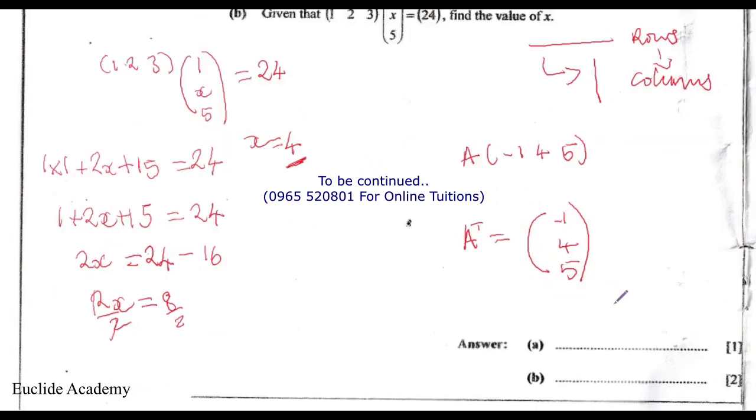So the answer is here. The transpose, we found that A transpose is the matrix -1, 4, 5, and then we found our x to be equal to 4.